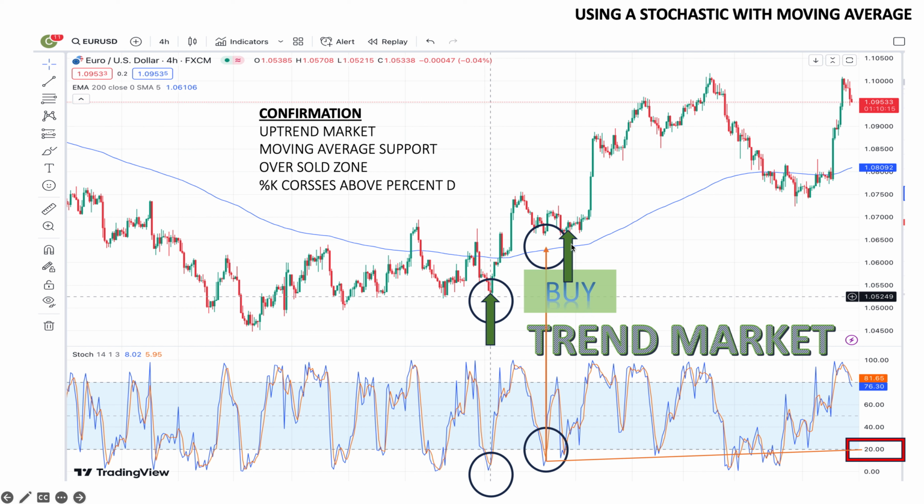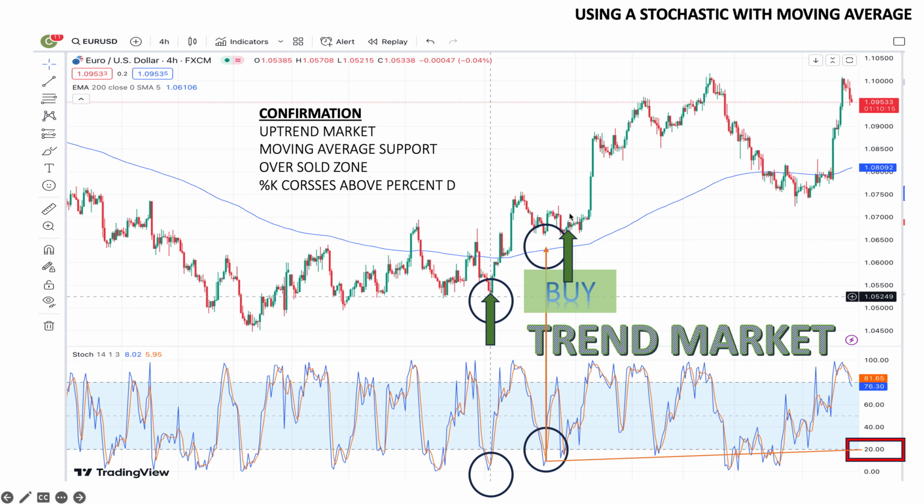And then you look at your stochastic. Then when you look at your stochastic, you can see we're in an oversold zone. It means that the seller's bias is done. So they cannot push the market any further because it's below 20%. So it means that it's in the oversold zone. So that means buyers will be coming in anytime now.